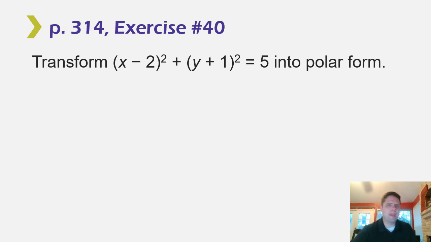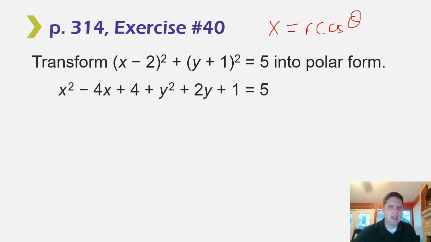One other thing, on page 314, exercise 40, this is just a good example to show you some tips of how you go about these. It says transform (x minus 2) squared plus (y plus 1) squared equals 5 into polar form. Well, you could start off by going, oh, I remember that x equals r cosine theta and y equals r sine theta. But in this case, it might be quicker if you just go ahead and square out these, you FOIL both of these parts to start.